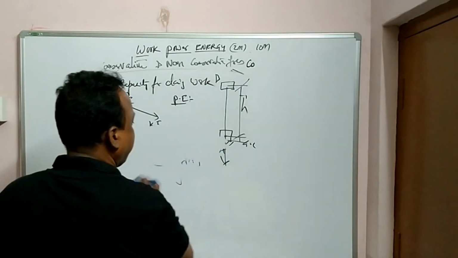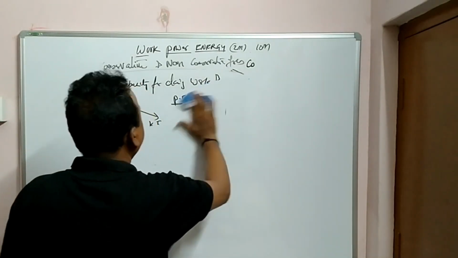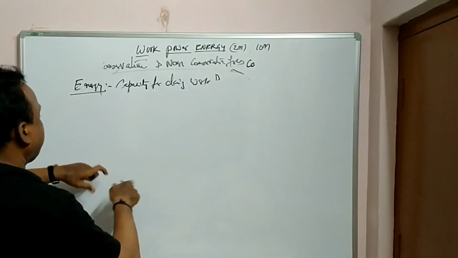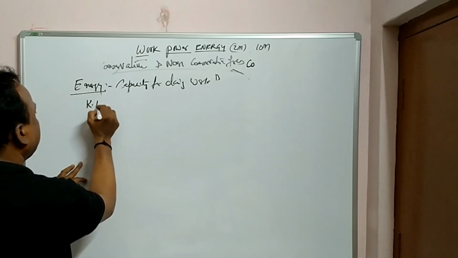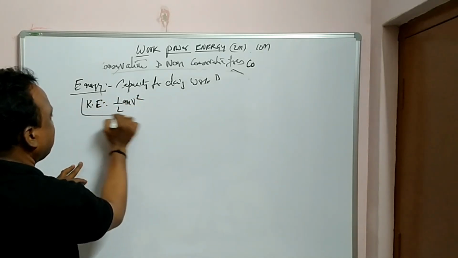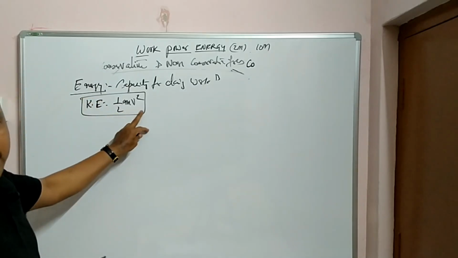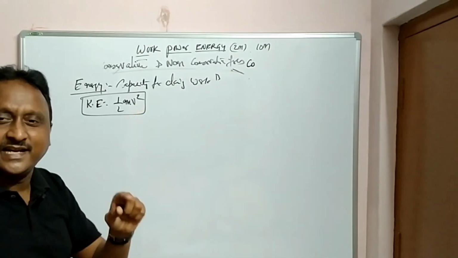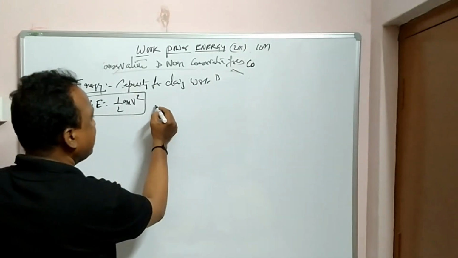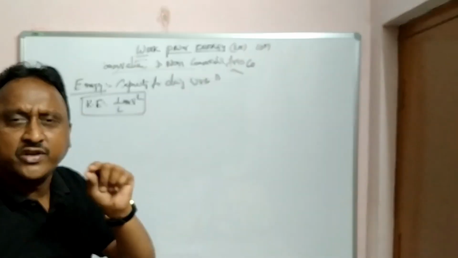Now let us go to KE, kinetic energy. Now what is kinetic energy? See, generally the kinetic energy equation is half mv square. m is the mass of the body, v is the velocity of the body. Kinetic energy is the energy possessed by the virtue of its motion. Okay, it is energy possessed by the virtue of its motion.